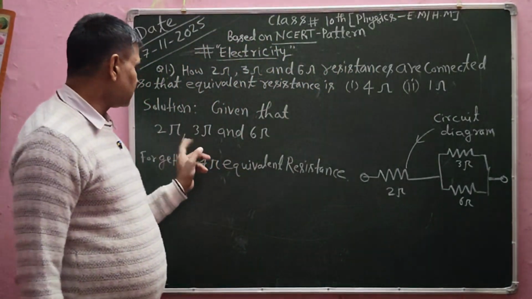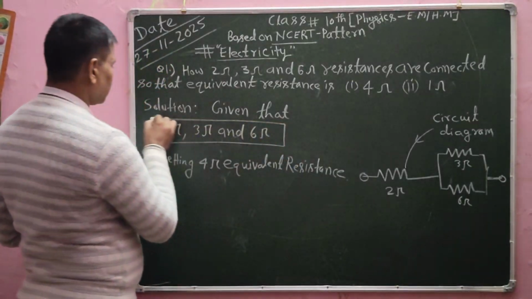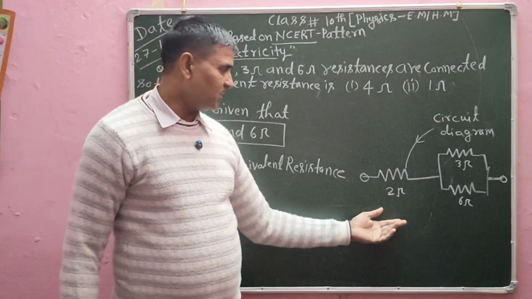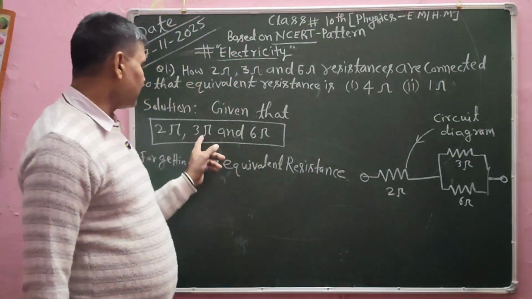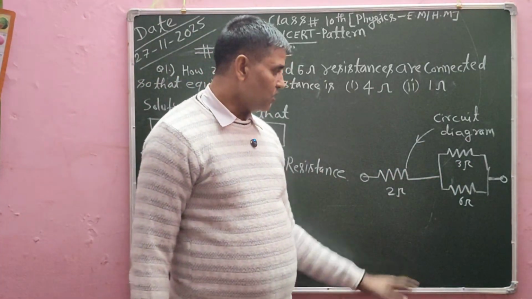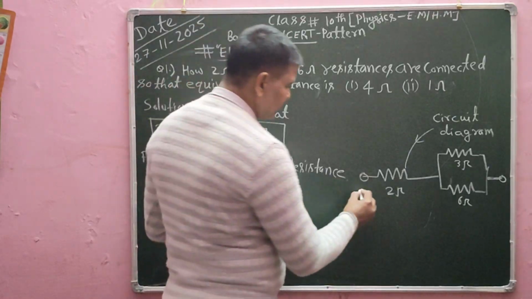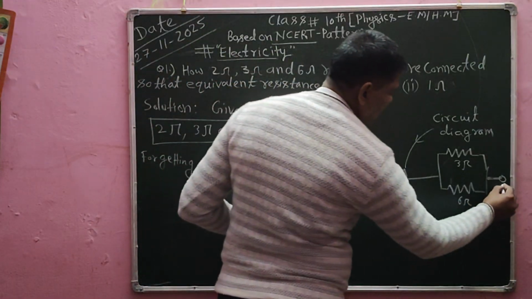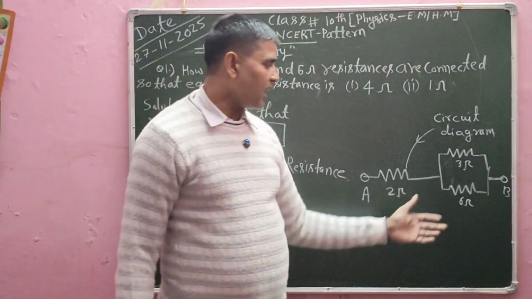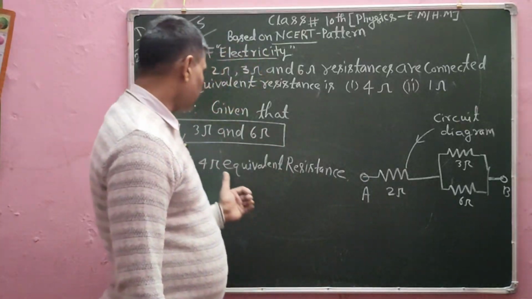arranged these three resistances. The 2 ohm resistance I have taken in series connection, but the 3 and 6 ohm resistances I have connected in parallel. In this circuit diagram, this is node A and this is node B. Between nodes A and B I have to get an equivalent resistance of 4 ohm.